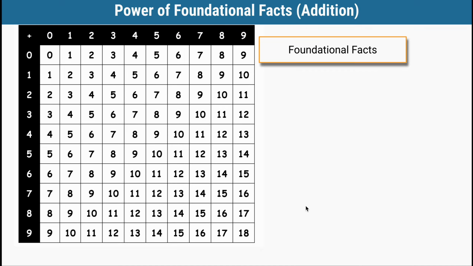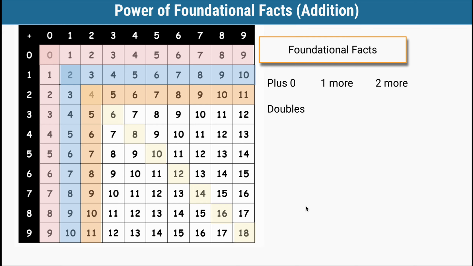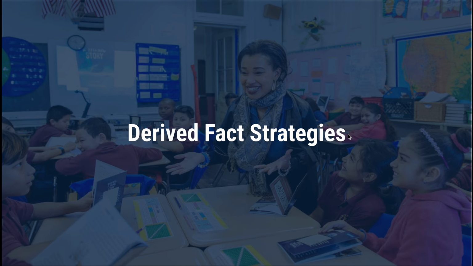So these foundational facts that we've talked about, we have our plus zeros, 1 more, 2 more, doubles, and then combos of 10. As we look at our addition table here, we see a lot of this table is filled in just by those foundational facts that are generally easier for students to learn. But what about the rest of those facts, right? These are hard facts often for students to learn. That's where derived fact strategies come in.